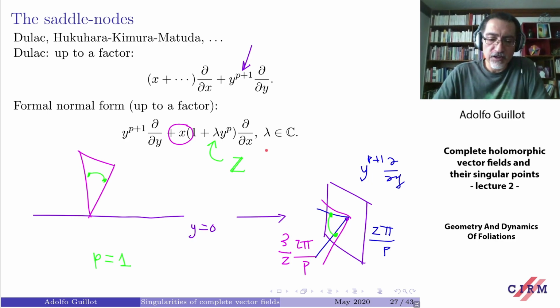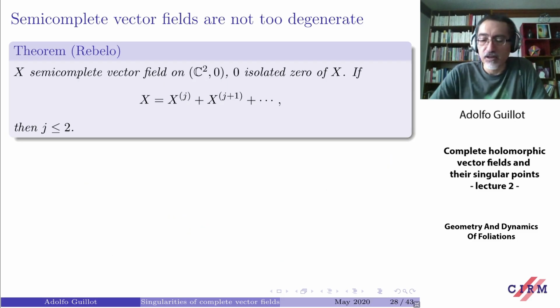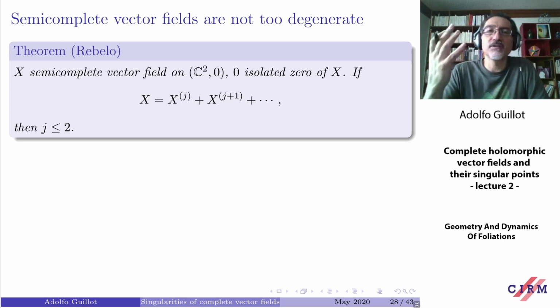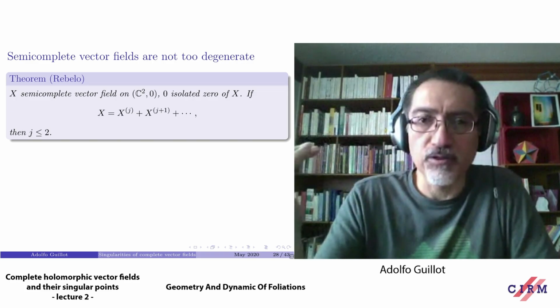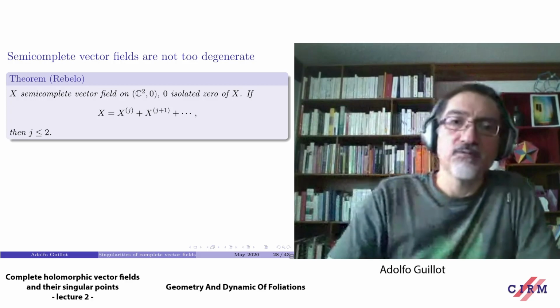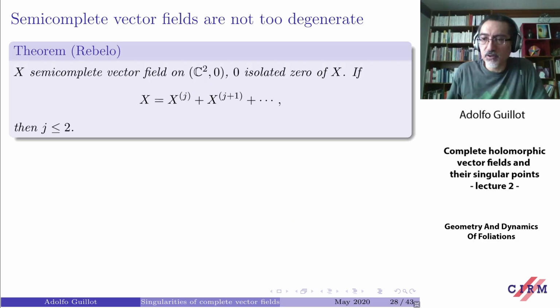Let me now go to another one of Julio's results that goes also in this direction: degenerate vector fields are almost never semi-complete. In dimension 1, we saw that the vector fields either had a non-trivial linear part or a non-trivial quadratic part. We do not have semi-complete vector fields that start with order 3. And this is also the case for vector fields on surfaces.